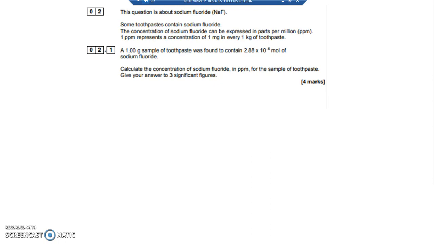1 part per million represents 1 milligram in every kilogram of toothpaste. Okay, we can work with that. A 1 kilogram sample of toothpaste was found to contain 2.88 moles of sodium fluoride. So immediately I've got moles of sodium fluoride, I've got the MR of sodium fluoride. It wants me to work out the grams of sodium fluoride in a 1 gram sample of toothpaste.